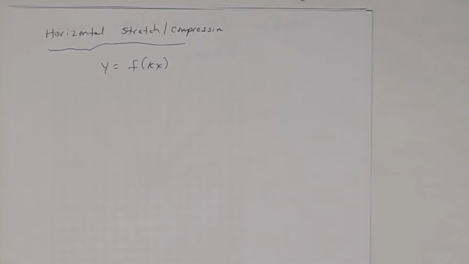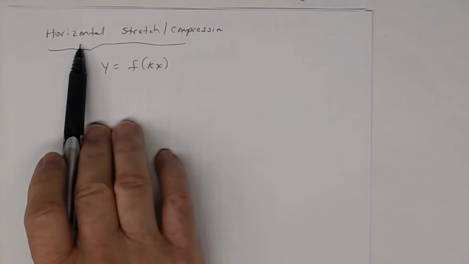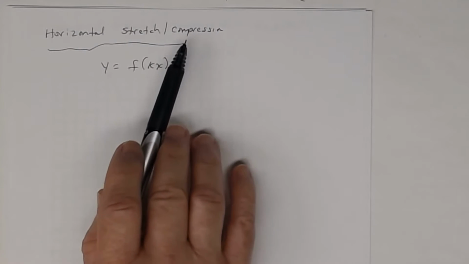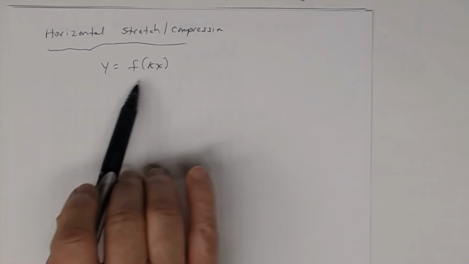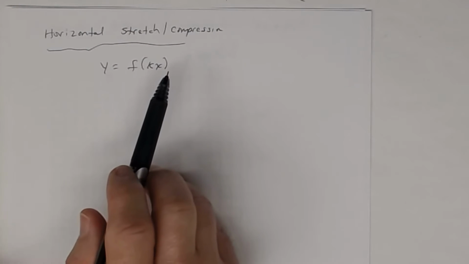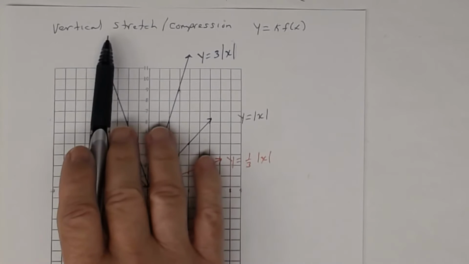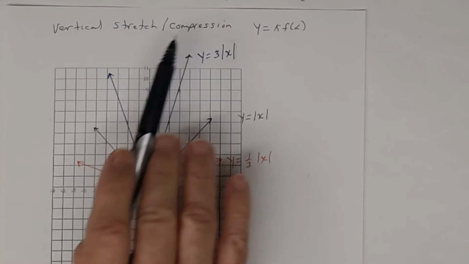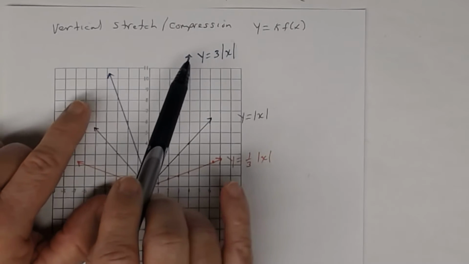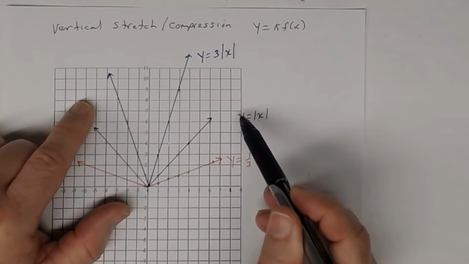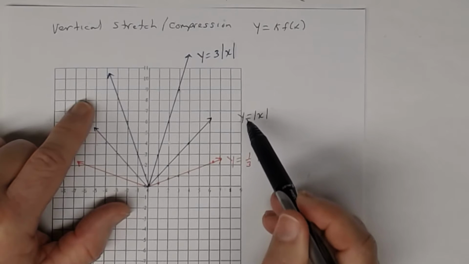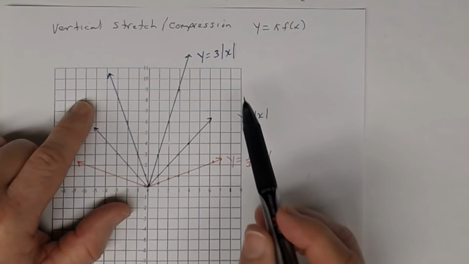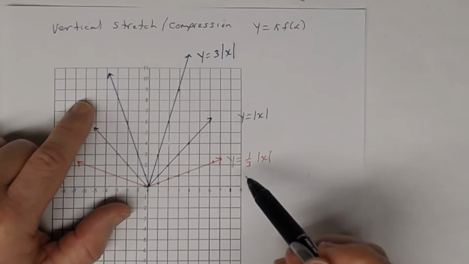In this lesson, we're going to learn about what we mean by a horizontal stretch or a horizontal compression. Now, before we start looking at this, let's remind ourselves about the previous lesson when we talked about a vertical stretch or a vertical compression. Remember, this is our parent function, y equals absolute value of x, and this right here is y equals 3 absolute value of x, and this is y equals 1/3 absolute value of x.